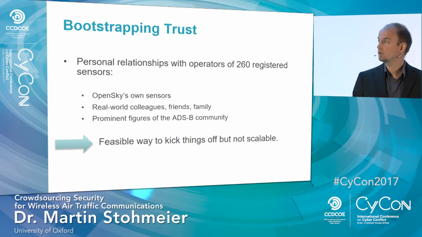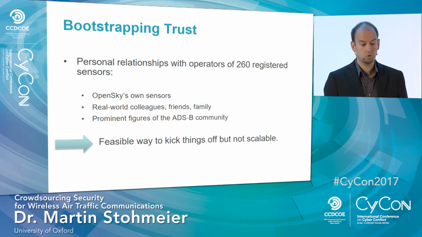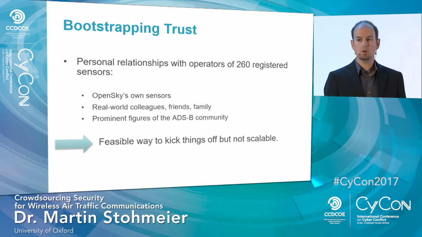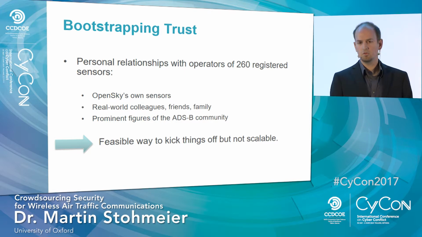Finally, we have to consider insider attacks in our system, of course. So bootstrapping trust is quite hard, as I believe we'll also hear in the last talk. What we did in the beginning is to start out with our own receivers. So we have a lot of colleagues, friends, our own receivers, and friends of friends, real-world colleagues, people we trust, even people in the community that we've met personally. And we're fairly trusting in their receivers, where they're positioned, and that they don't do anything nefarious. So there's a feasible way to kick things off, but clearly you see this is not scalable.